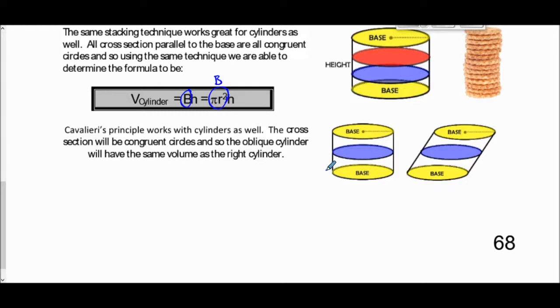Here's a couple of objects. This would be a right cylinder, which is what you would find in your automobile. And this would be an oblique cylinder.